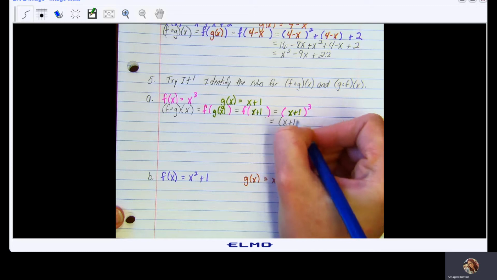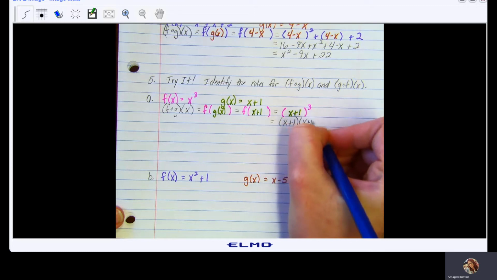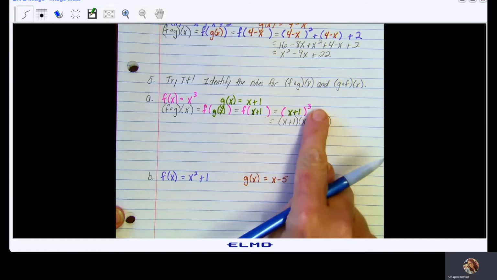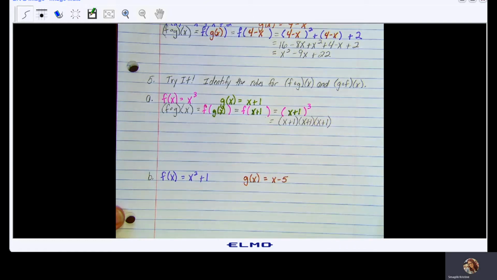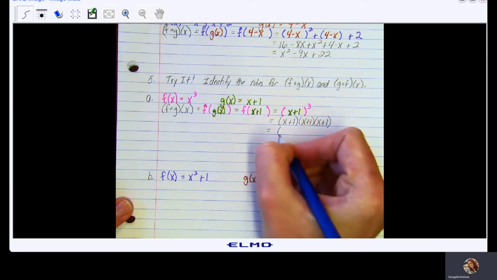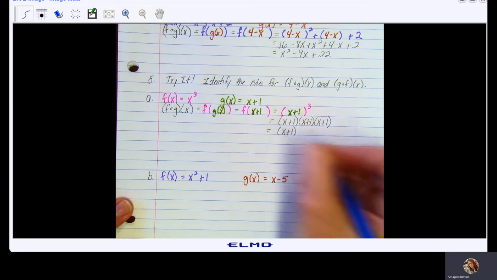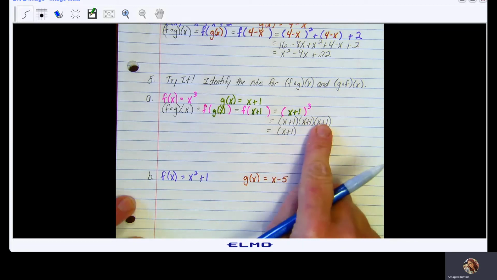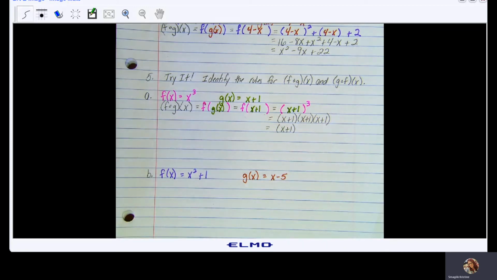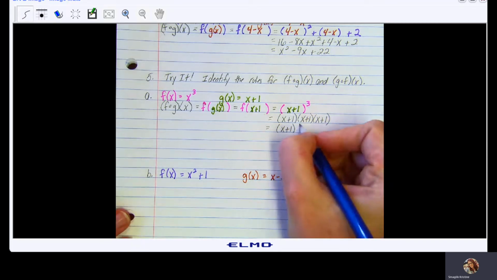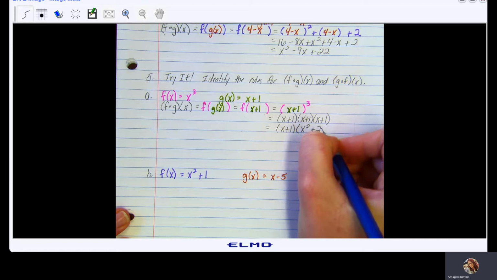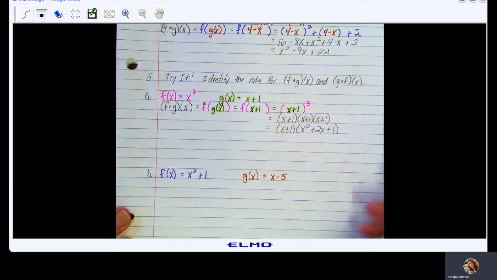This is x plus 1 times x plus 1 times x plus 1. x plus 1 raised to the third power. You're multiplying that binomial by itself 3 times. I'm going to leave my first binomial alone. Let's multiply these two. And again, this is another polynomial identity, a perfect square trinomial. This is going to break down to x squared plus 2x plus 1.